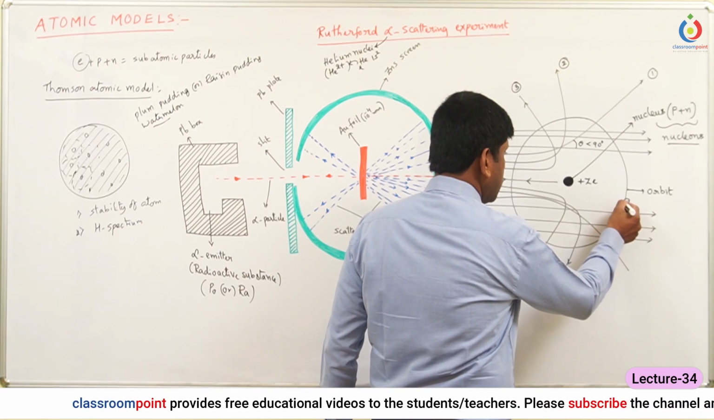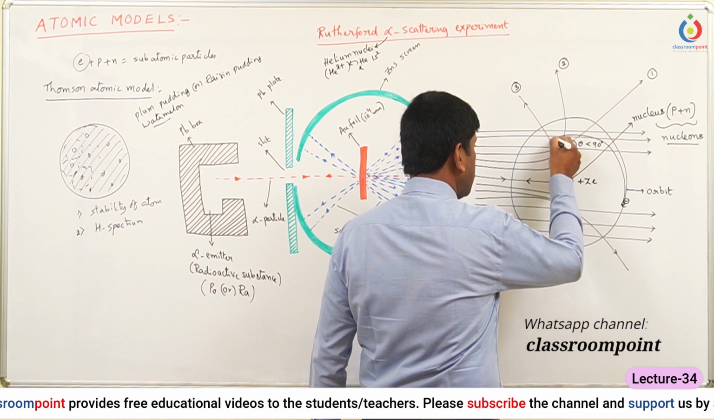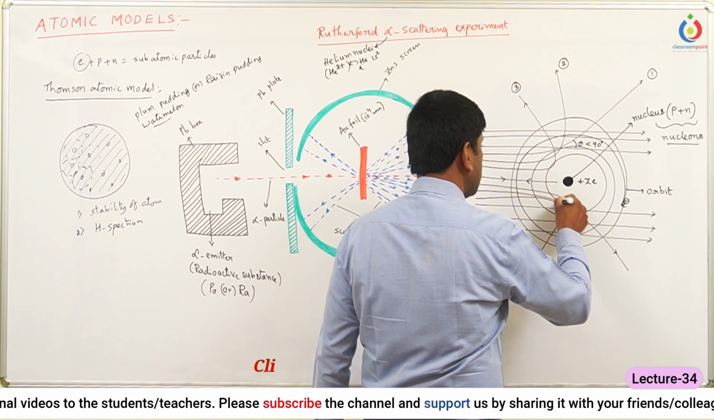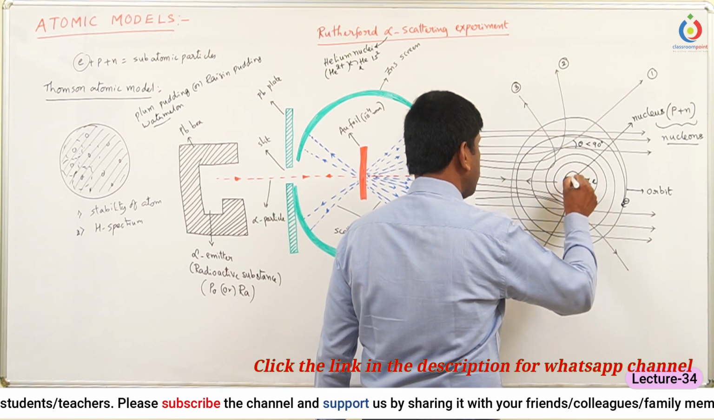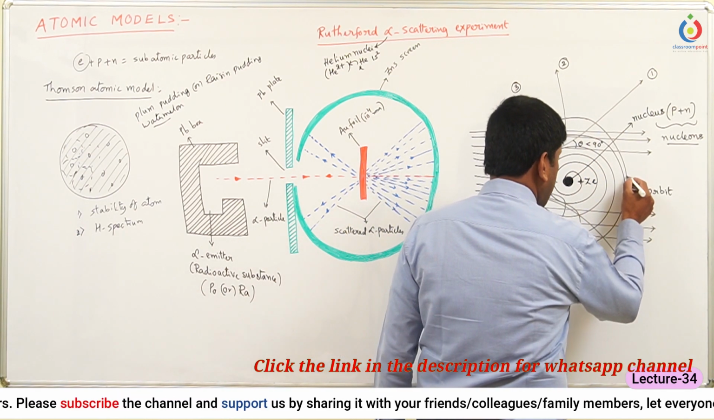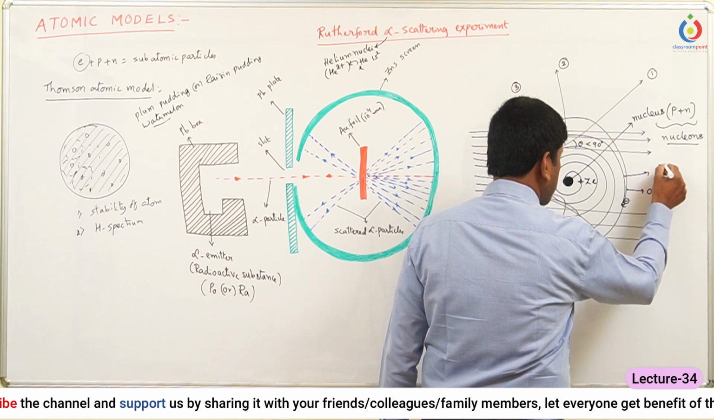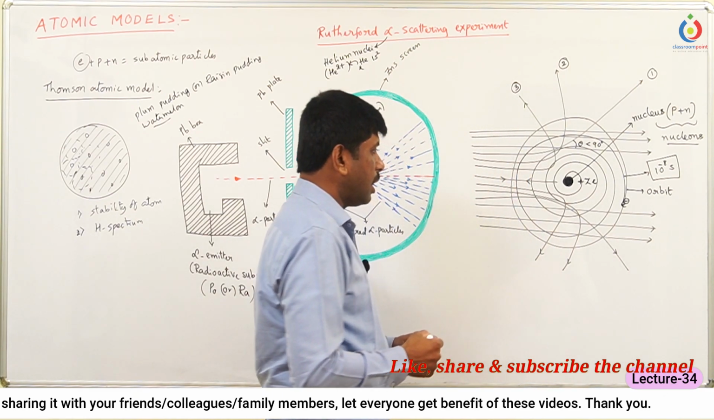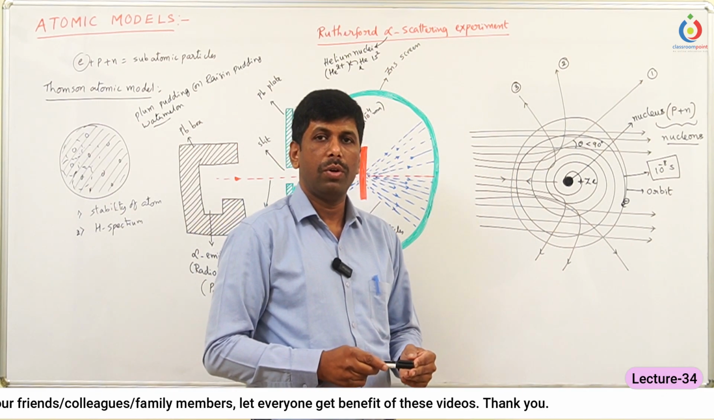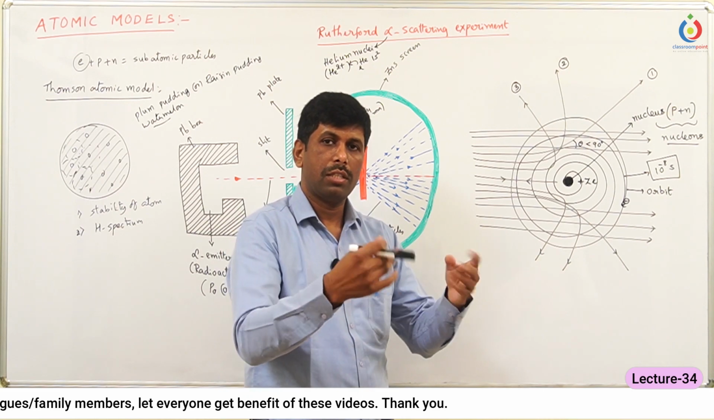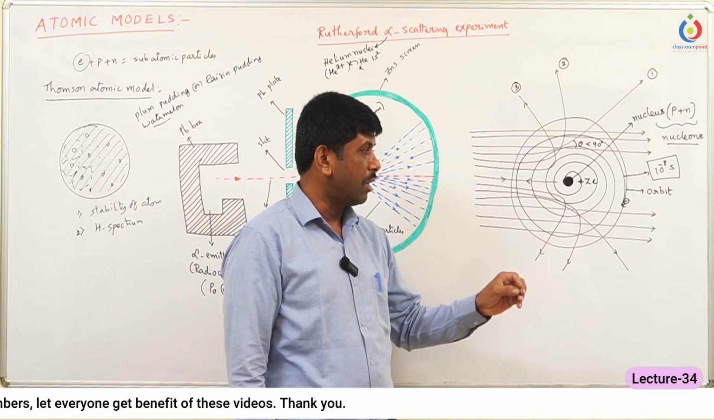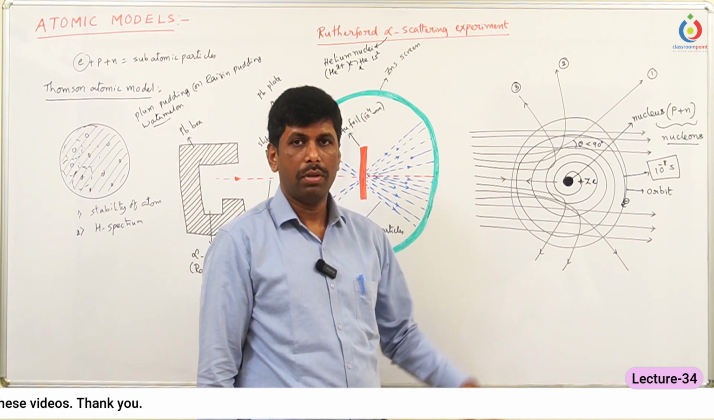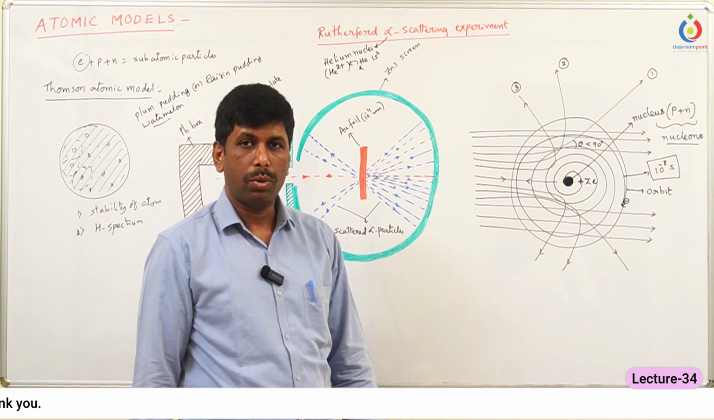When it is losing energy in the form of radiation, its orbit radius gradually decreases, and finally the electron will spiral down into the nucleus. For an electron, it takes only 10 power minus 8 seconds to spiral down into the nucleus. That means within 10 power minus 8 seconds, the electron will lose all of its energy and finally fall into the nucleus. When electrons fall into the nucleus, the atom will be destroyed. But atoms are stable, so that was not explained by Rutherford.